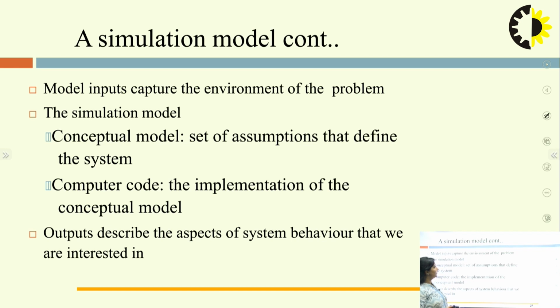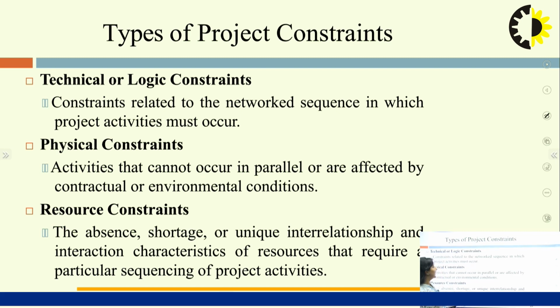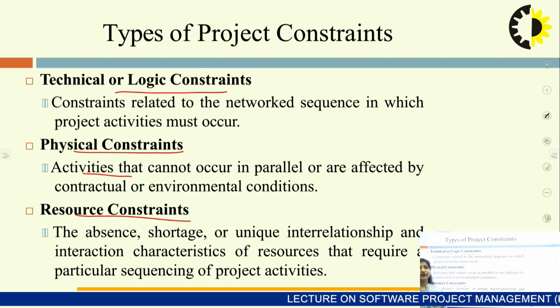Now model inputs capture the environment of the problem for the simulation model. The conceptual model is a set of assumptions that identify the system. Computer code is the implementation code, and the outputs describe the various aspects of the system behavior throughout the project. There are various types of project constraints as well: technical or logical constraints, physical constraints, and resource constraints. So three types of constraints are there.